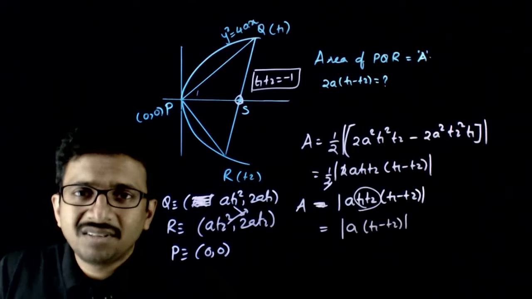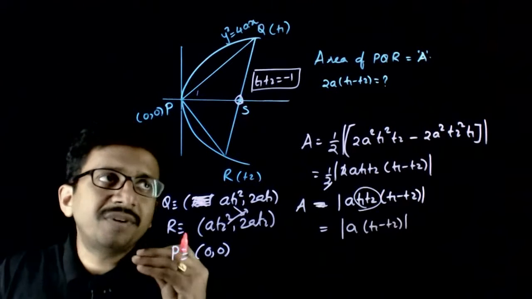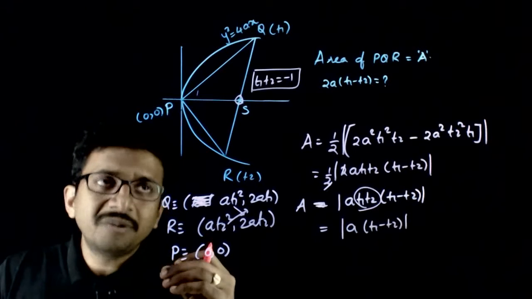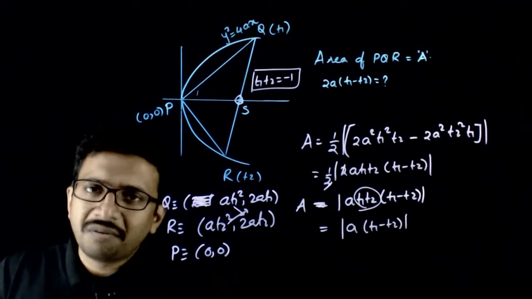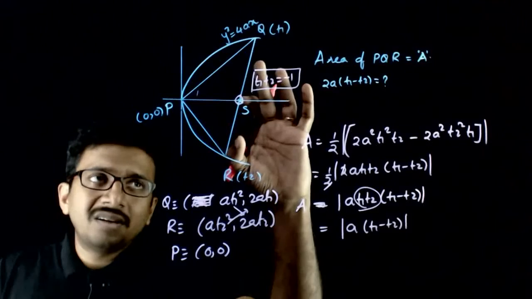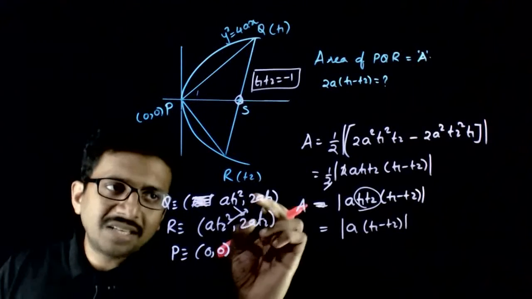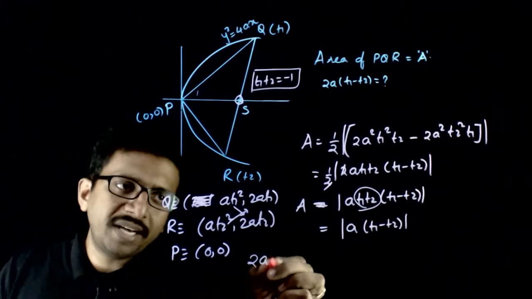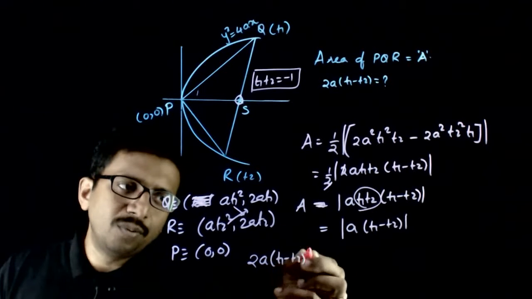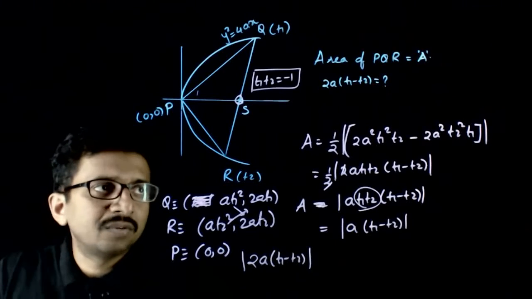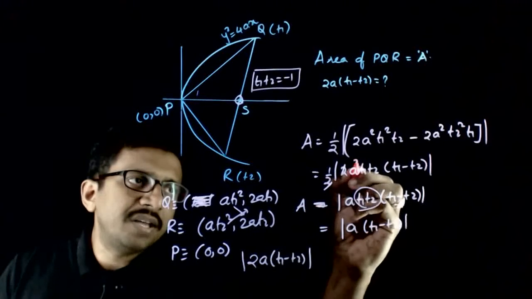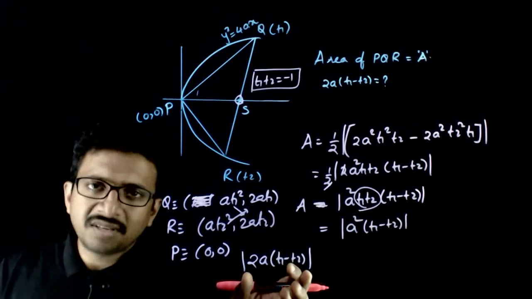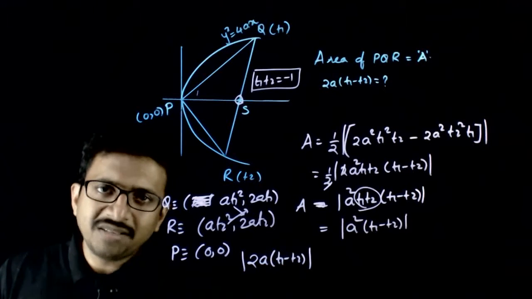And what is the term that you're asked? You're asked to find the difference between the y coordinates of these 2 points. That is, you're asked to find 2a T1 minus 2a T2. You're asked to find 2a times T1 minus T2. What is the mod of this? So you're asked to find 2 times a times mod of T1 minus T2.